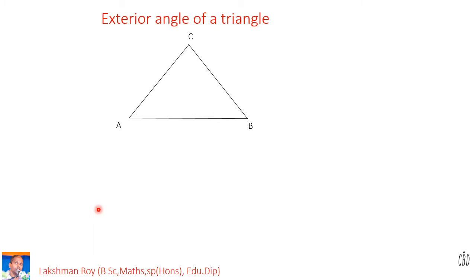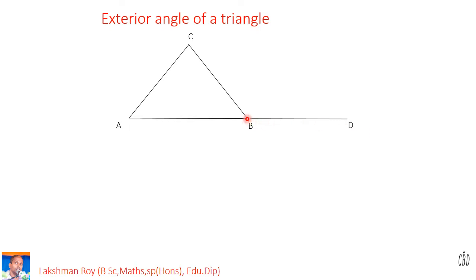Now I'm going to form an exterior angle, right? How do we do that, student? We should produce a side, right? So see, I'll produce AB side. You can see AB side produced, extended up to, you name as D, right?